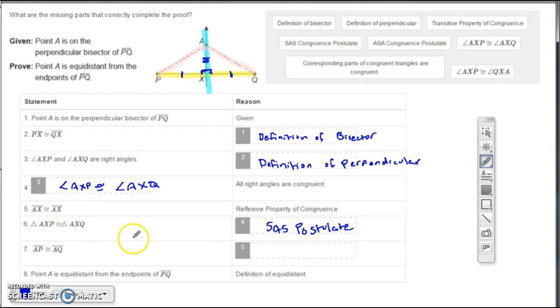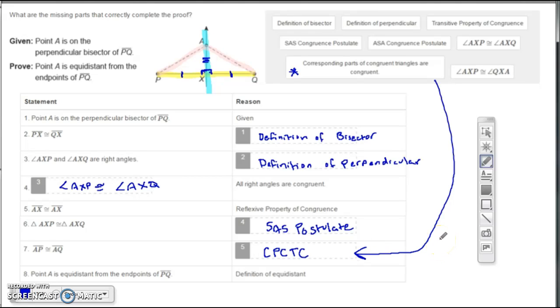And then the last one says AP is congruent to AQ. How do we know that? And that is this long one right here. Corresponding parts of congruent triangles are congruent. And usually you'll see that abbreviated as CPCTC, corresponding parts of congruent triangles are congruent. Okay? So that's what goes right here.